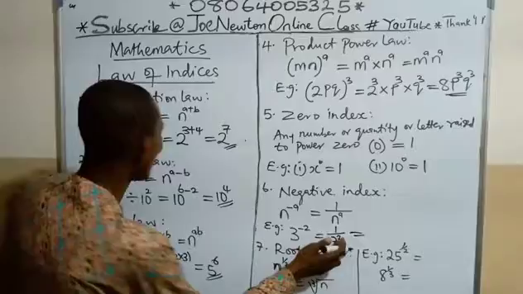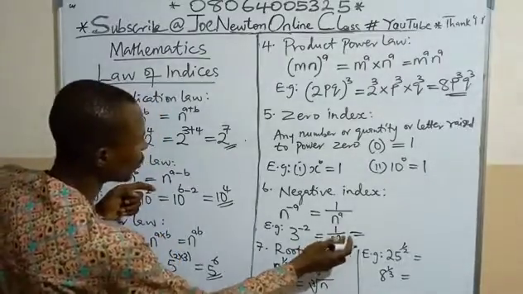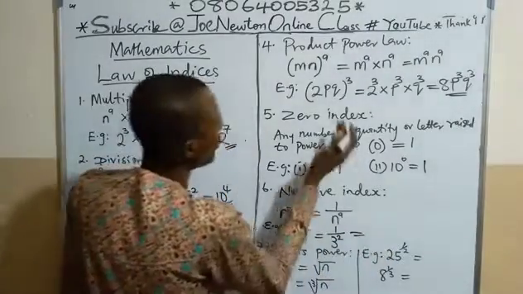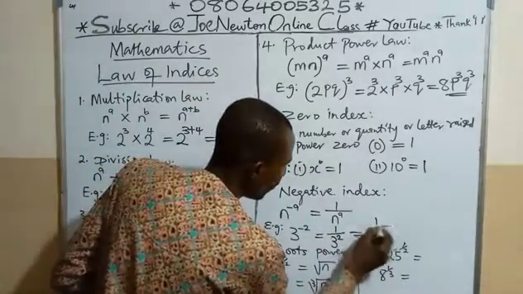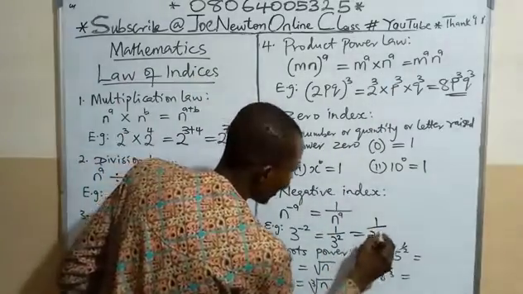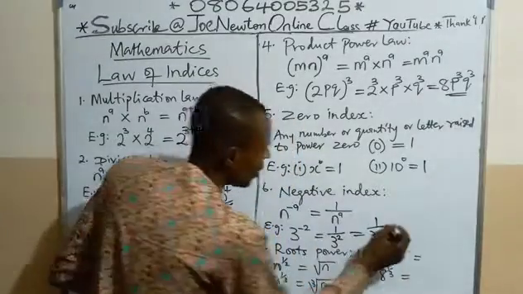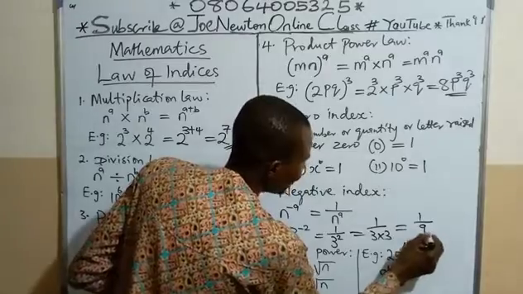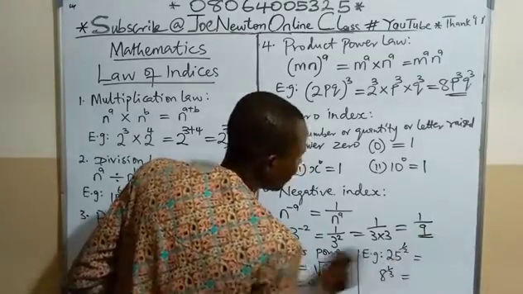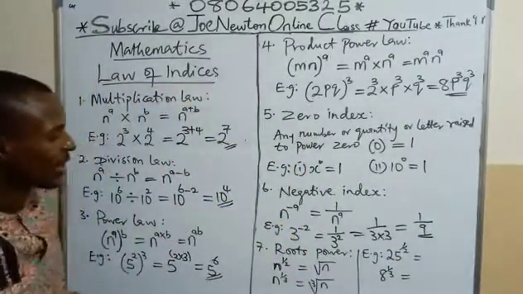I can evaluate further. That is index notation. Recall what we did here, in this case of 2 raised to power 3. It means 3 times another 3, not 3 times 2. So 1 over 3 squared will give me 1 over what? 9. 1 over 9. Simple. So that is it.